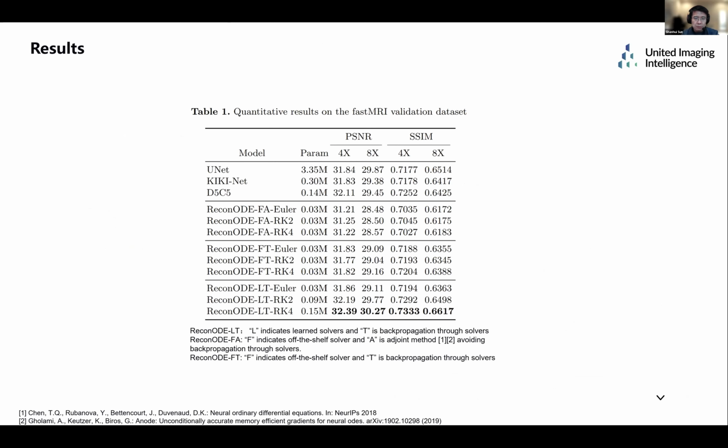We evaluate those off-the-shelf solvers with the different learning strategies and also the learned solvers. And we also compare the three methods on the fastMRI data set. Based on our experiment, we found those ODE-based methods use just a few network parameters. We could recover good image quality and generate very comparable reconstructed results to those compared methods.